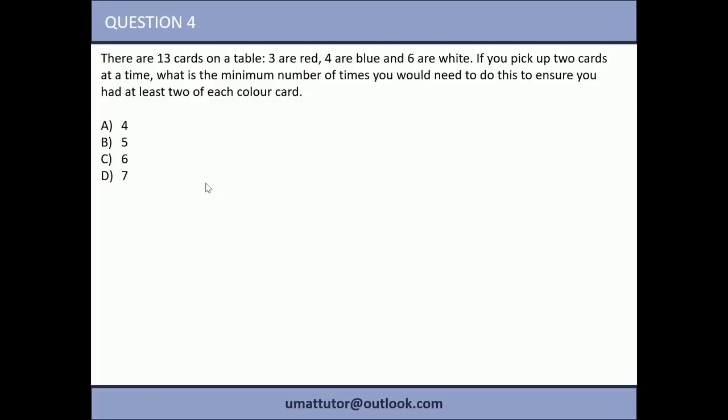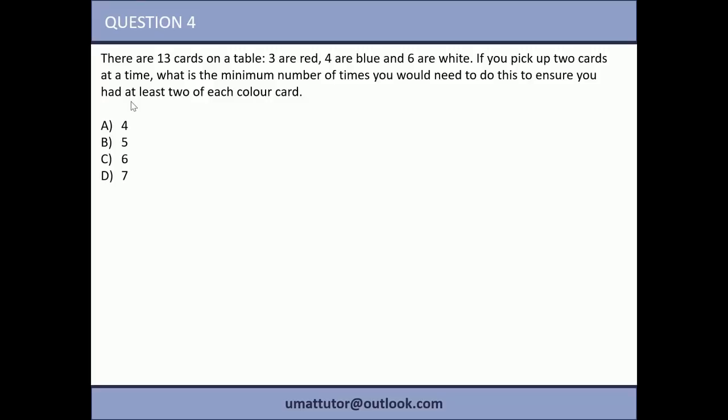So really it's just a case of imagining the worst case scenario. In this particular question, the goal is to pick up 2 of each color card. So ideally, when we're picking up our pairs, we want a pretty even spread of red, blue and white, because we want to get to the point where we have 2 of each color as quickly as possible. That's the best case. So if that's the best case, what's the worst case scenario?